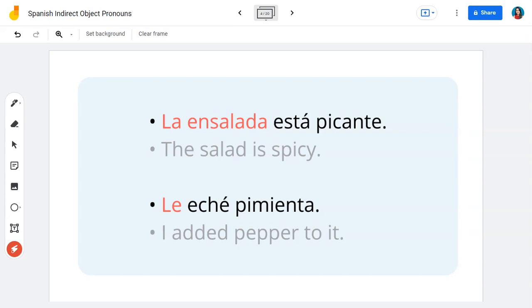Remember, you need to ask what to find the direct object. So what is the person adding? Pepper. To what? To the salad, right? But we didn't want to say salad, so we used a pronoun instead. So le. What is the indirect object? Le. Excellent. Very well done.